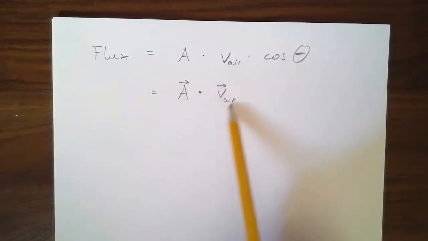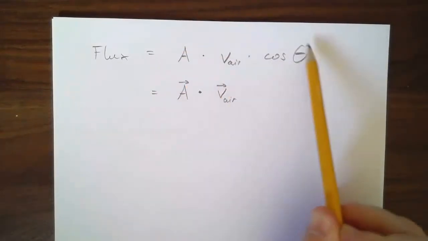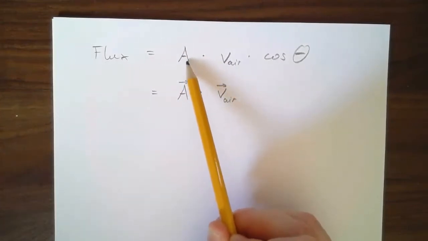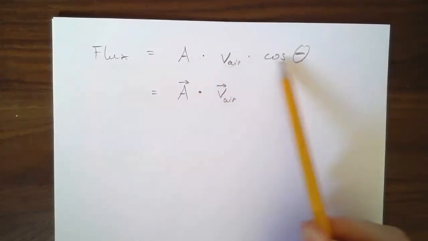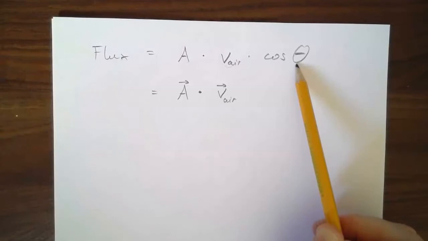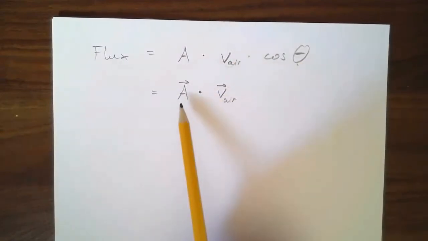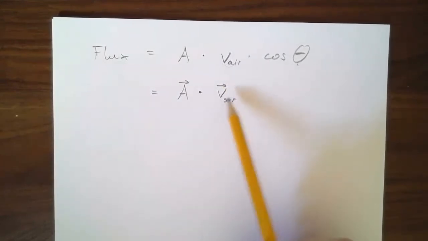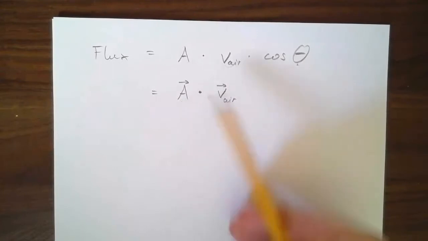But this is just a more compact way of essentially writing this. This is just the actual magnitude of the area. How big is the area? What's the speed? What's the angle between this flag and the flow line? So this is clear, right? This is just the velocity of the air. Velocity: speed and direction. But what about this one?